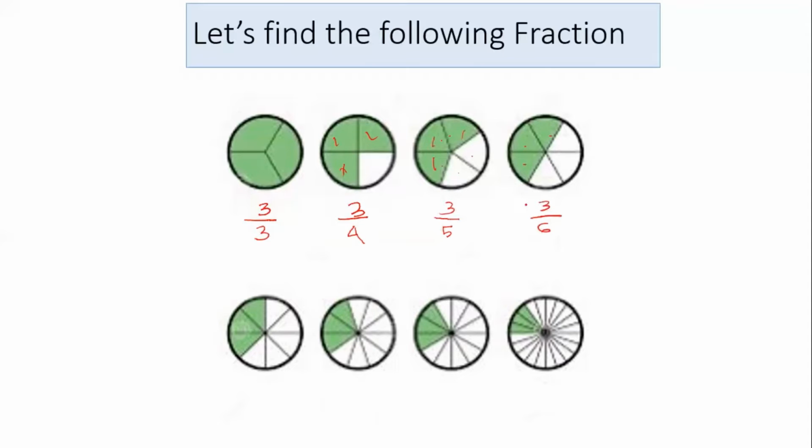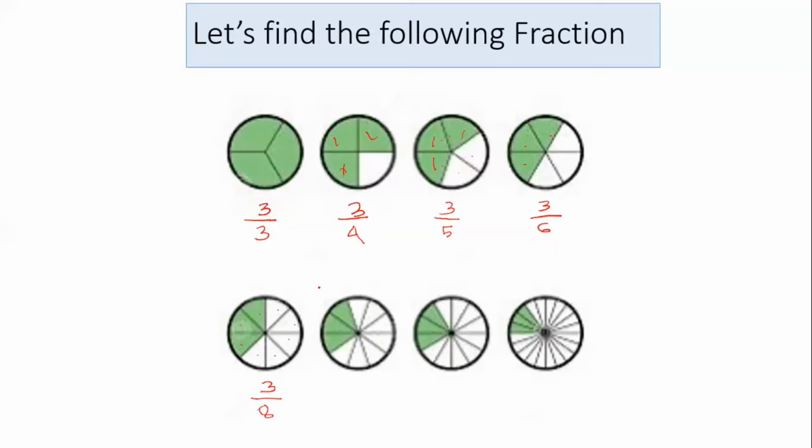So here we have 3/6. The next one, we have a circle divided into 1, 2, 3, 4, 5, 6, 7, and 8. So the denominator is 8, and we have 1, 2, 3. We have 3 parts that we shade. So the fraction here is 3/8.